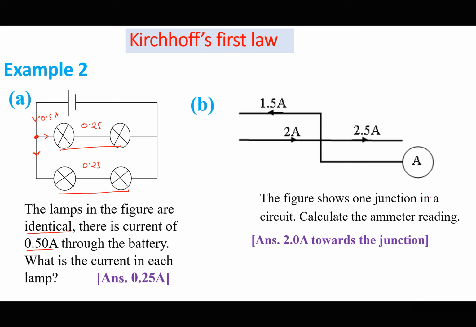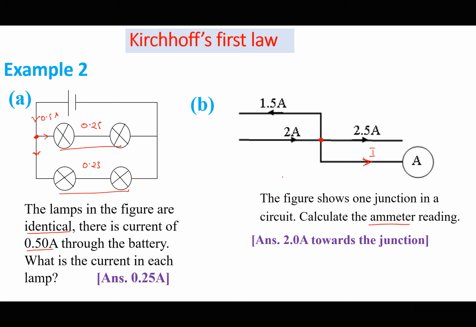The figure shows one junction in a circuit. Calculate the ammeter reading. Remember, the sum of currents into a junction should be equal to the sum of currents out of the junction. So let this current be I. I'll choose a random direction, in this direction. Let me call it I in that direction.